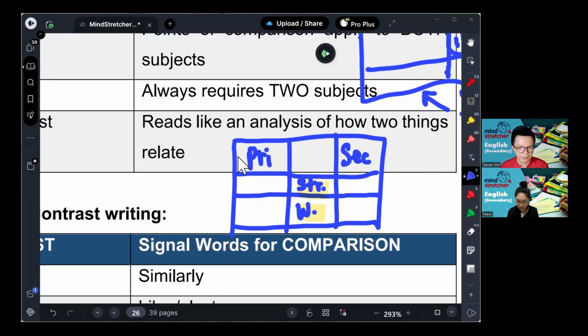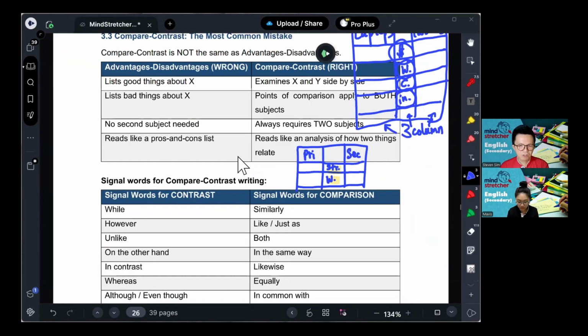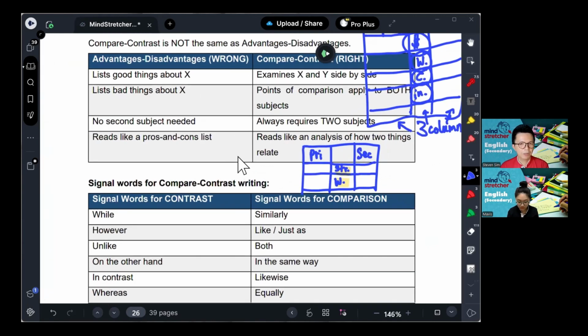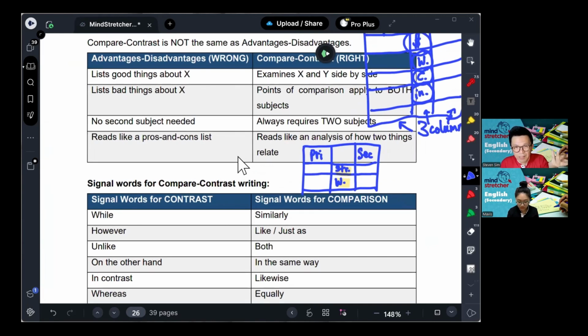So this is the difference between advantages and disadvantages. You're not talking about whether primary school is more advantageous or secondary school is more advantageous. It's not like that. That doesn't make sense. It's actually about comparing and contrasting primary school versus secondary school. What you didn't mention was the approach to teaching.